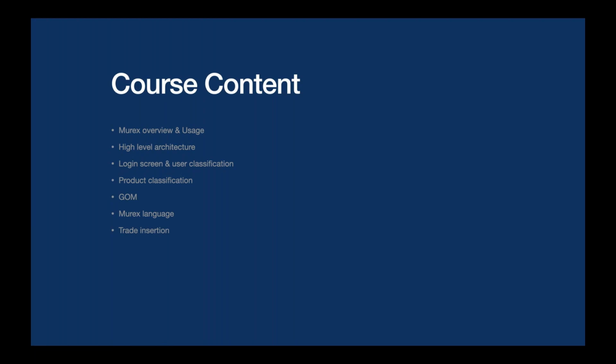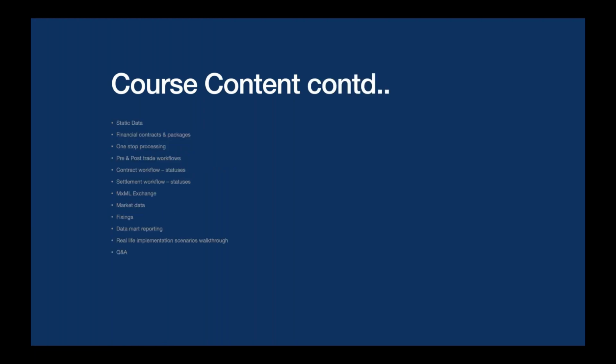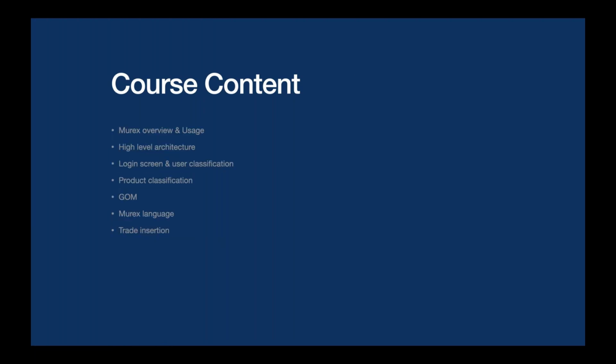Okay, so these are just a few key highlights. In Murex overview and usage I'll cover the high level architecture, login screen, product classifications, GOM. I'll talk it through, what is GOM. Within Murex, it's called the global operating model. Then the language that is used in Murex: each module has its own proprietary language which Murex and their developers use to do changes within that module.